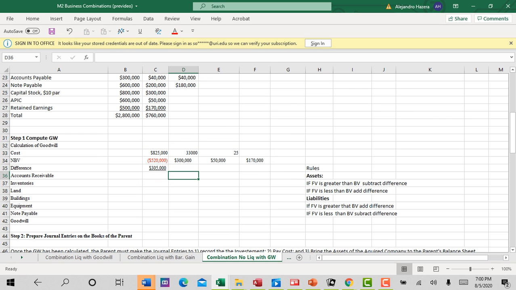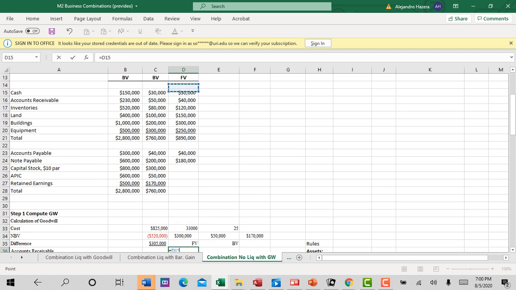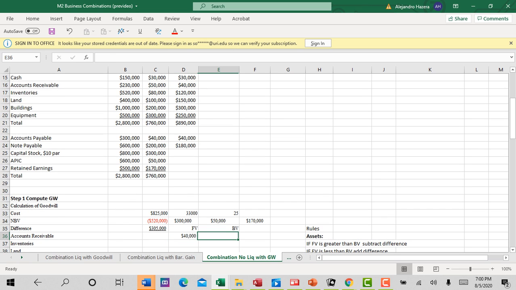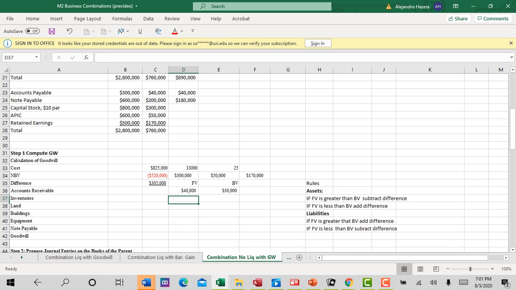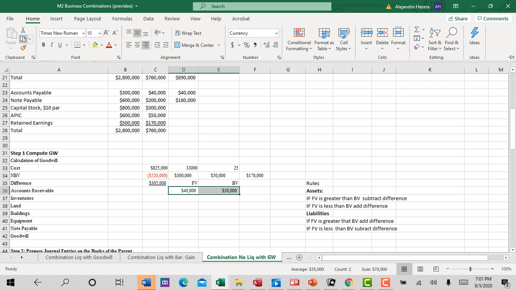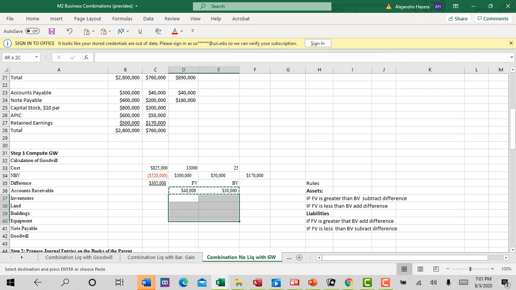Okay, then we're going to take all the separate assets and liabilities like we've been doing. I'm being repetitive here, and it takes up a little time, but you've got to see this process. We're just going to subtract the book values from the fair values. So the fair value of accounts receivable is 40,000. The book value is 30,000. And to save time, I'm going to see if I can cut this short down to here. The last line should be equipment's 250 versus 200.